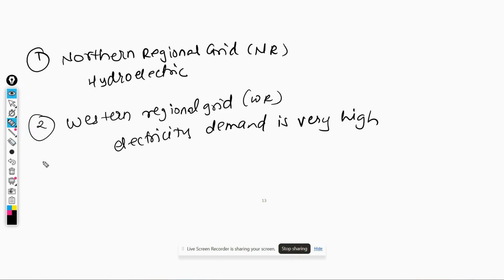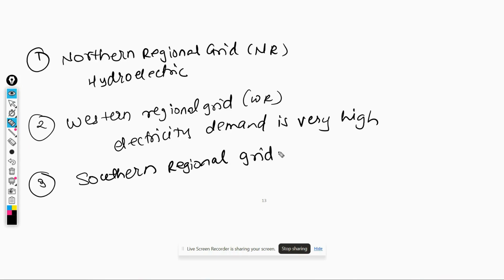Then the third regional grid is the Southern Regional Grid. The Southern Regional Grid includes states like Andhra Pradesh, then Tamil Nadu, Karnataka, Kerala, Puducherry, and Telangana. This regional grid remained electrically separated from the rest of India until 2013.